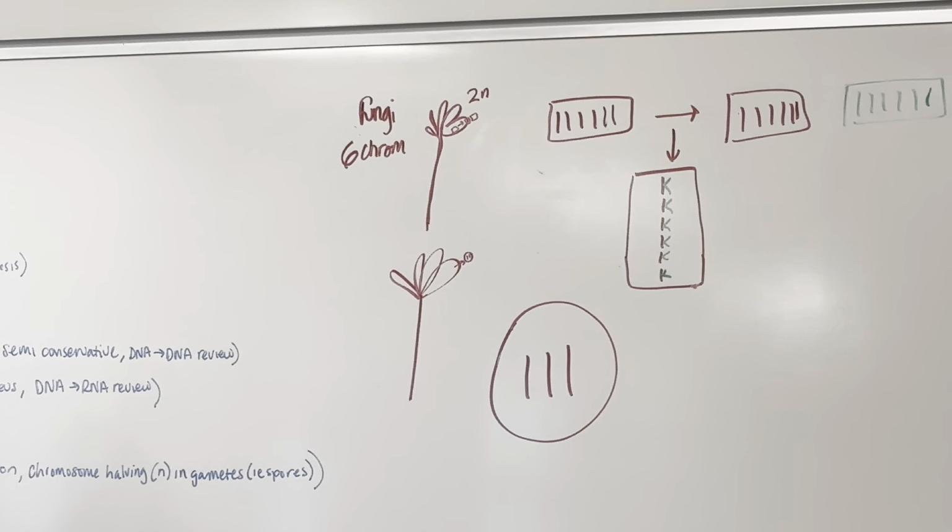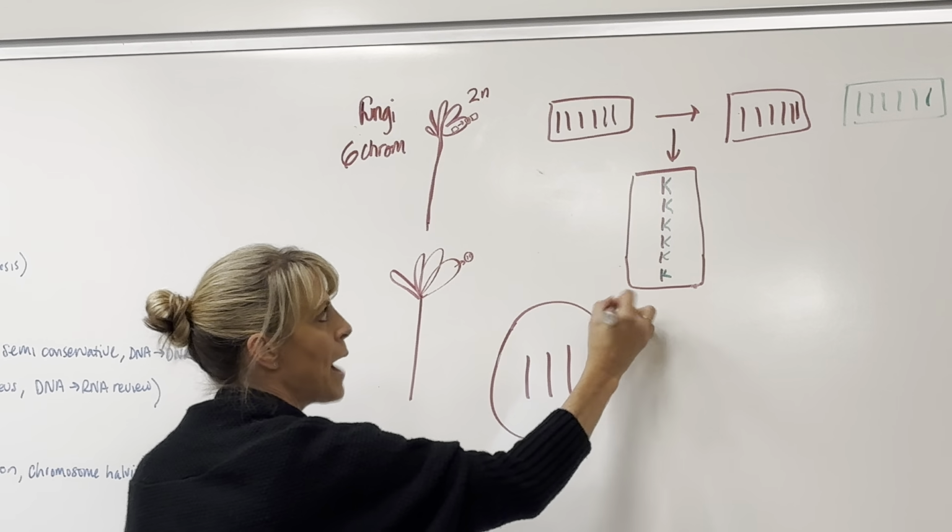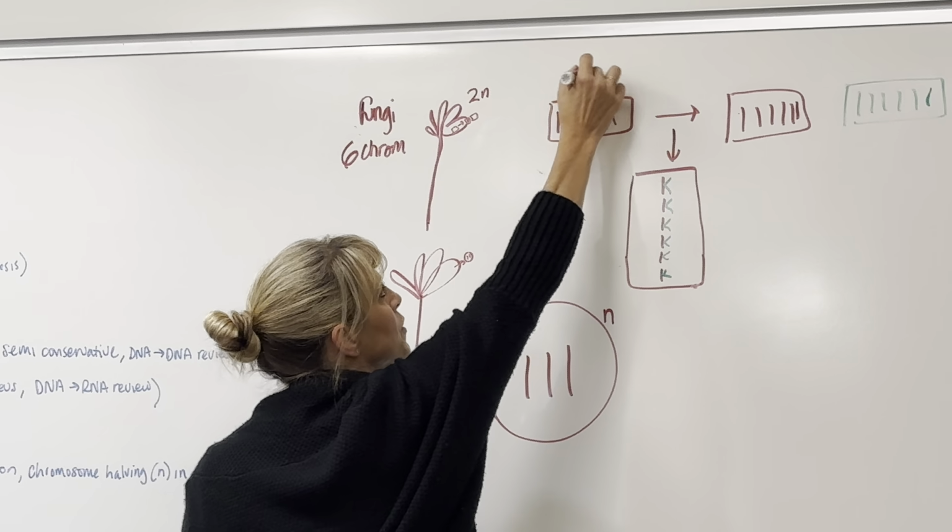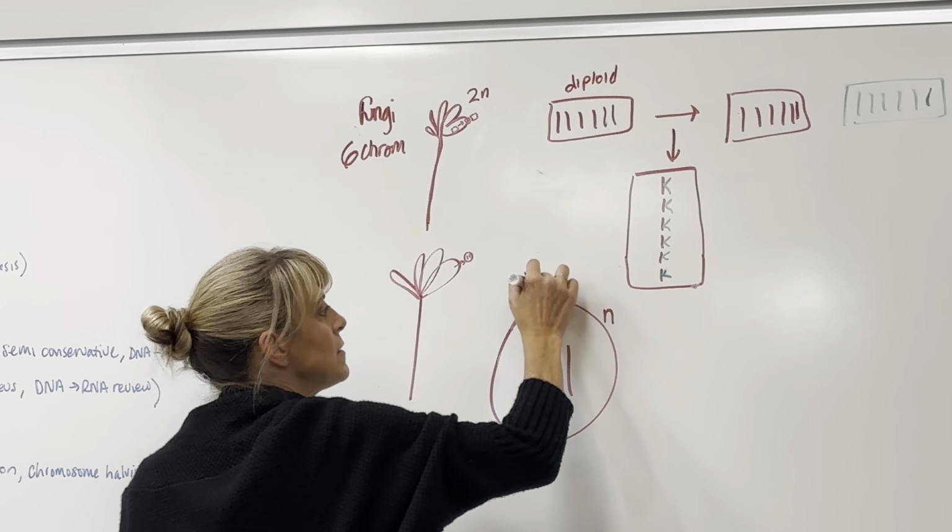Okay, so far, let's just keep it simple. So a spore is a diploid or a spore is haploid? Haploid. Okay. Yeah. Diploid, haploid. Okay.